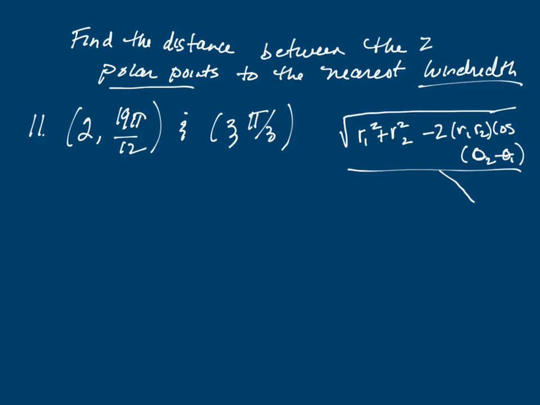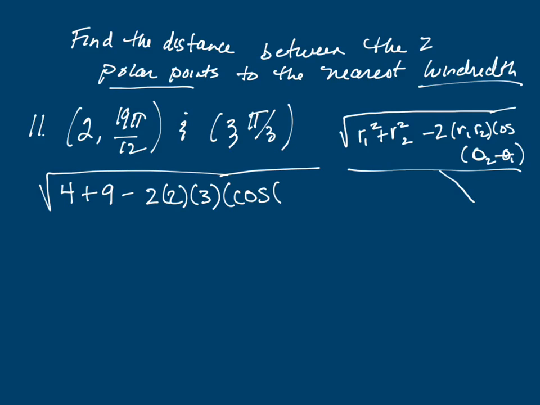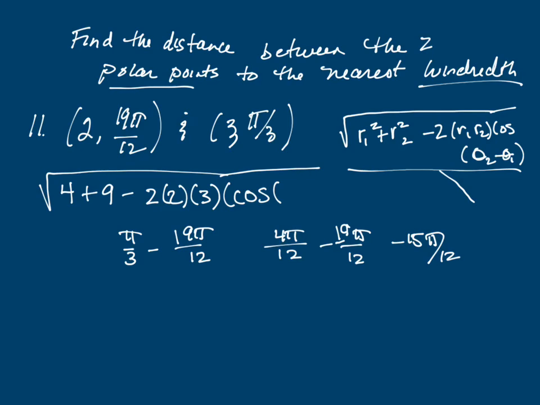So we would say the square root of 4 plus 9 minus 2 times 3, and then the cosine of, let's do pi over 3 minus 19 pi over 12. So that would be 4 pi over 12 minus 19 pi over 12, which is negative 15 pi over 12. So negative 15 pi over 12.